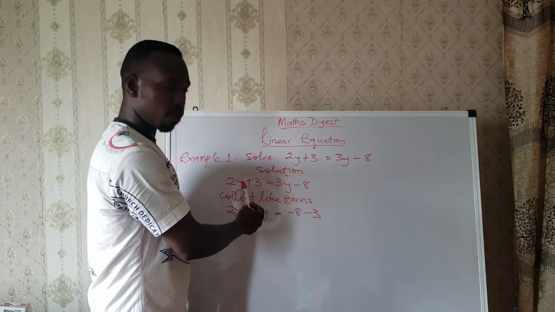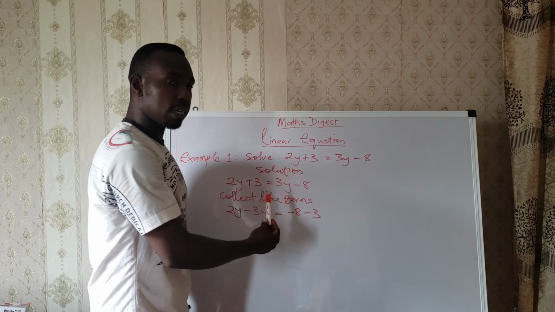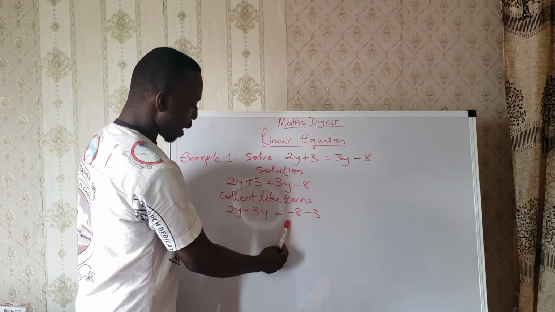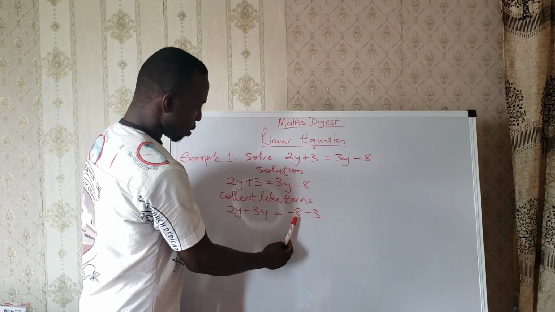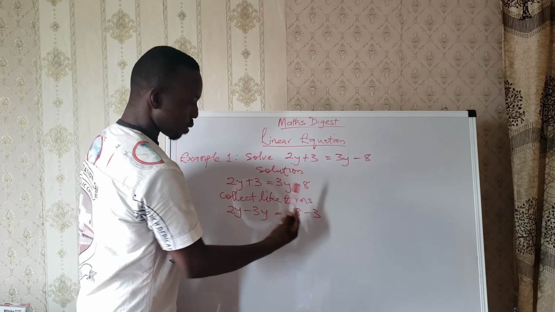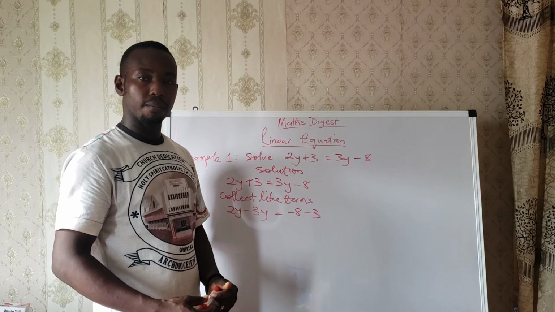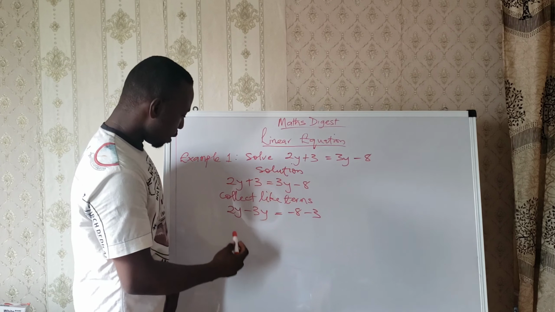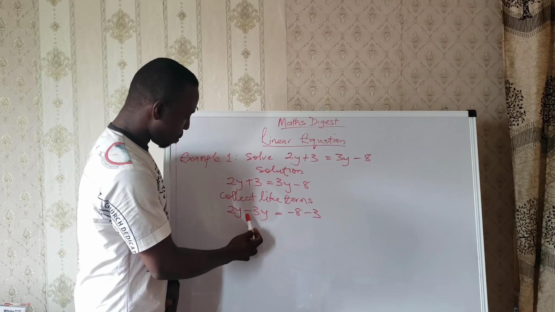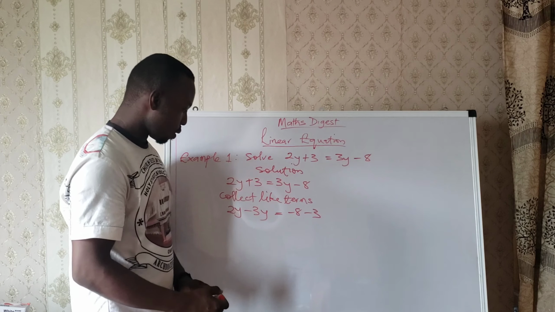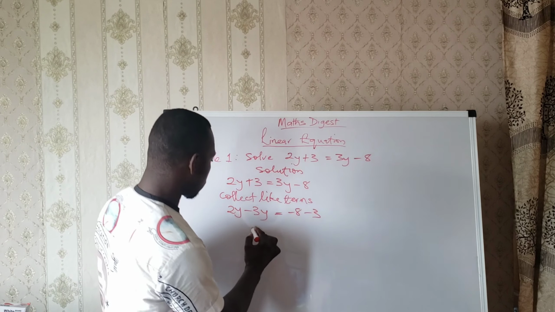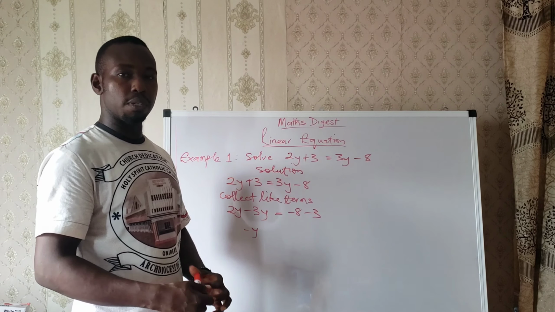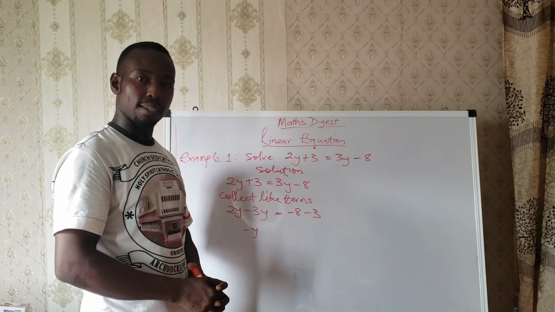The sign changed from positive to what? Negative. From plus sign to minus sign. So that's why we have minus 8 minus this 3. Okay? Good. Now, this 2y minus 3y, we are going to have minus y. Some may ask me why minus y.